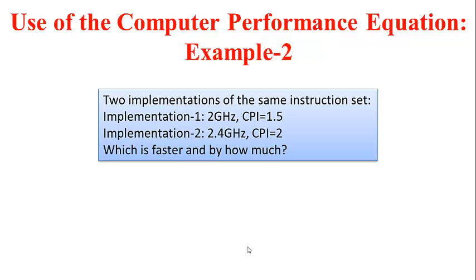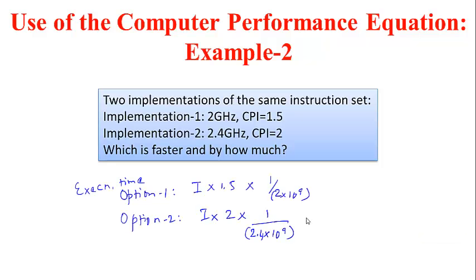Here is a second example of the use of the computer performance equation. Let us say a hardware designer is considering two possible implementations of the same instruction set. In the first implementation option, the clock cycle can be 2 GHz with the CPI being 1.5, and in the second implementation option, the clock cycle can be increased but potentially with the penalty that the number of clock cycles per instruction increases to 2. Well, we want to know which implementation option is faster and by how much. If you do the math, you will figure out that option 2 is faster and by this factor.